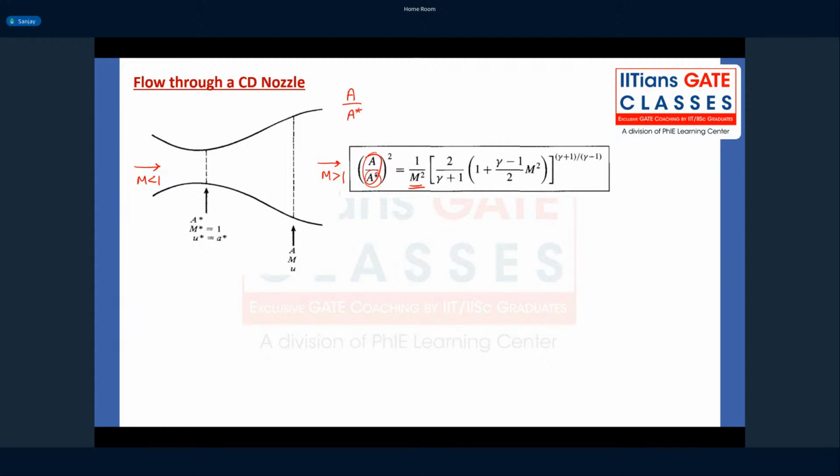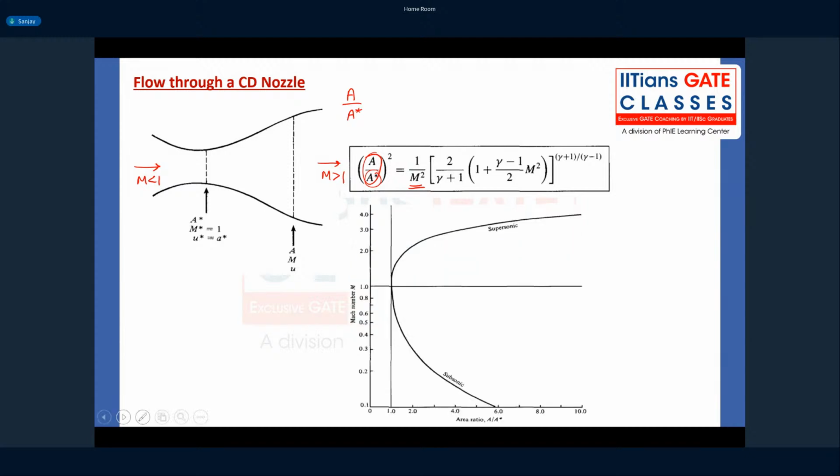And you can see for isentropic flow, this A by A star is a function of Mach number and gamma. What is gamma? Gamma is the specific heat ratio, Cp by Cv, which is constant for a calorically perfect gas. So A by A star is a function of Mach number. If we plot A by A star versus Mach number, don't worry, we will derive this relation in the class. For now, I'm just showing it to you.